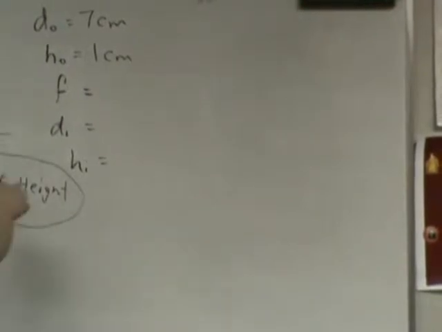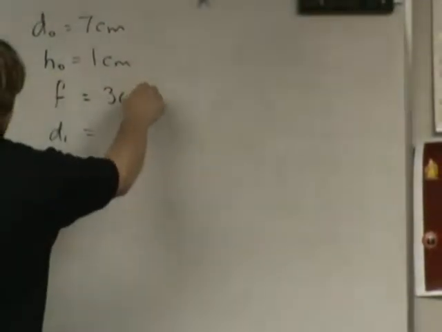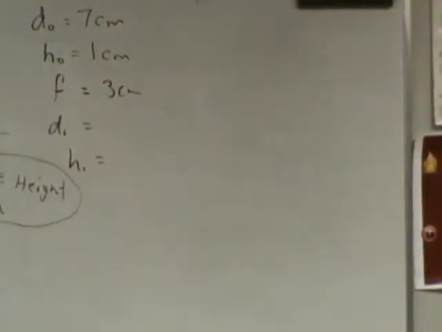Focal length? 2.9. 2.9? Does that sound about right to you guys? Did anyone get 3? Okay, how many people got 2.9? Okay, well, it looks about half and half, so I'm gonna go with 3 because 3 is easier, but 2.9 is fine. What'd you guys get for the image distance?